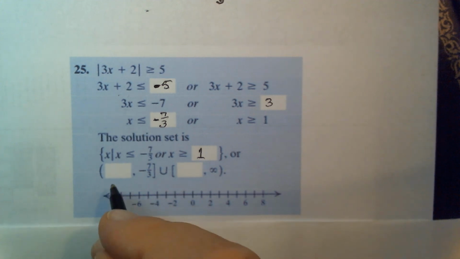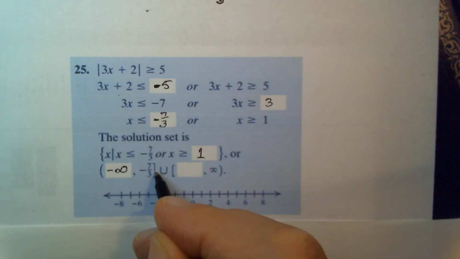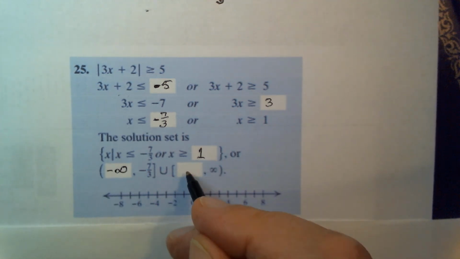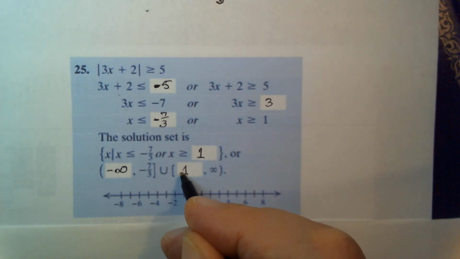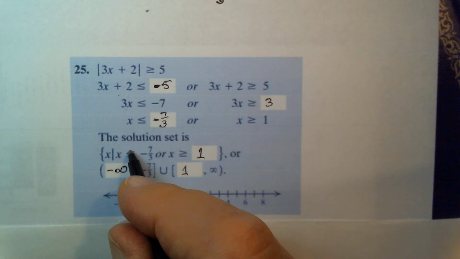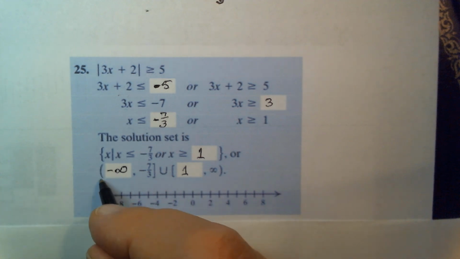Or the interval from minus infinity to minus 7 divided by 3, union 1, with a bracket of course, just as minus 7/3 gets a bracket because of the less than or equal, and that's to positive infinity, and of course again both infinities get a parenthesis.